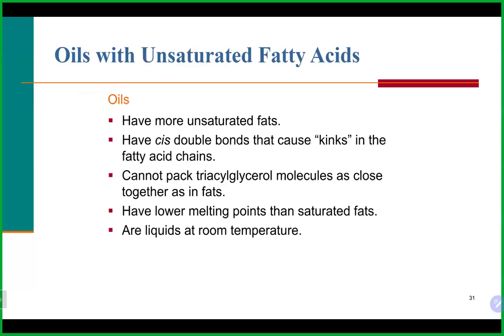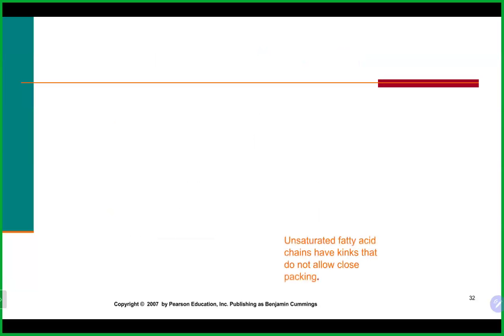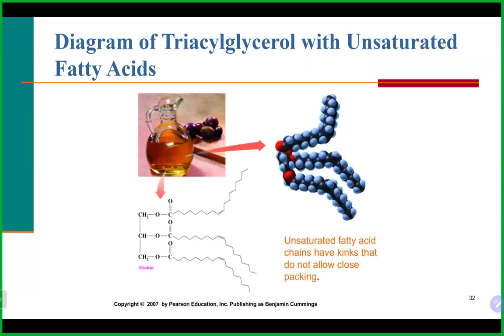Oils that have more unsaturated fats can have cis double bonds that cause these kinks. Again, they cannot pack as tightly, just like we were talking about previously, and that will give us lower melting points than we see with more saturated fats, as we can see in our picture here.